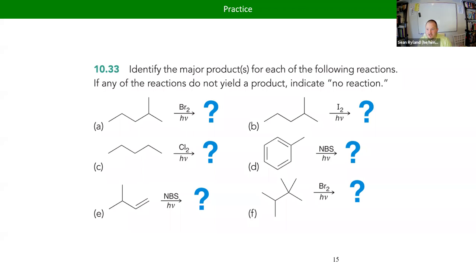All right, let's do some practice. And for some of these, no reaction is a possibility. If there's more than one product that you're going to have a significant amount of, draw all of those products.